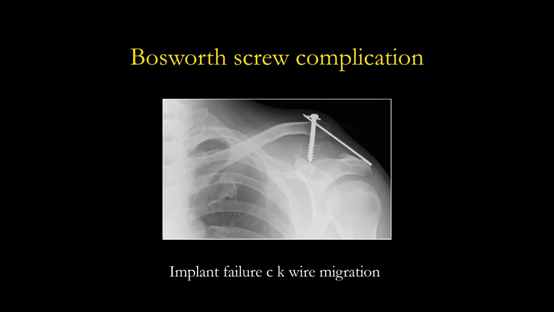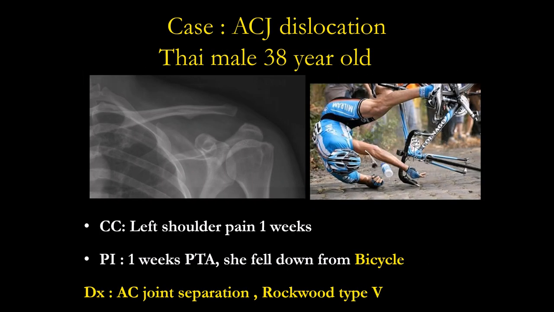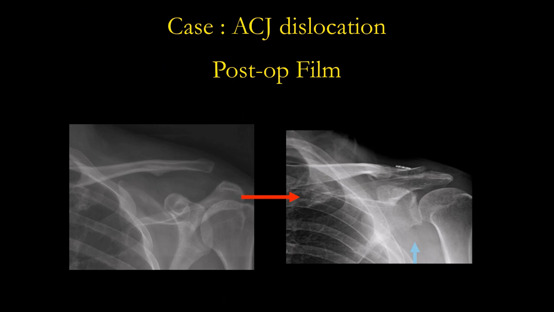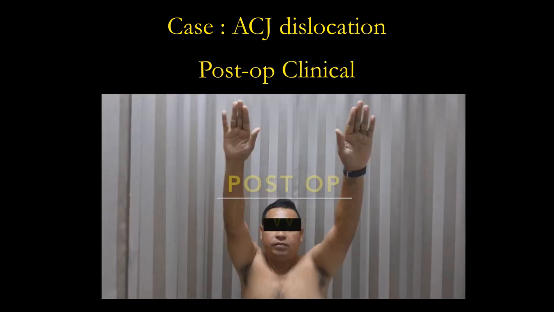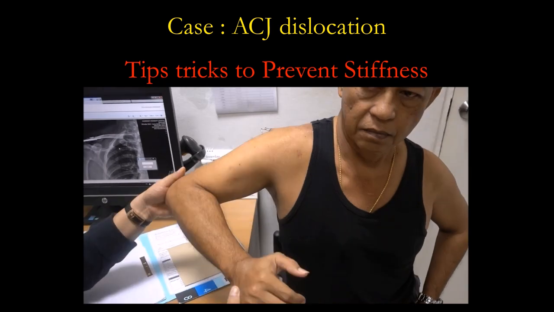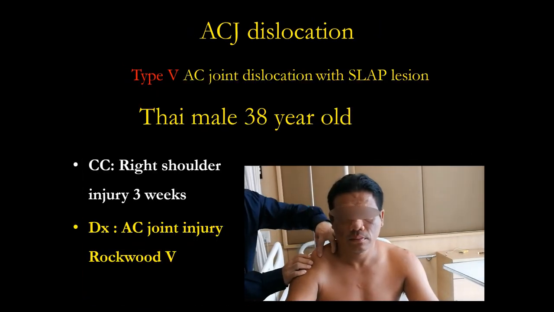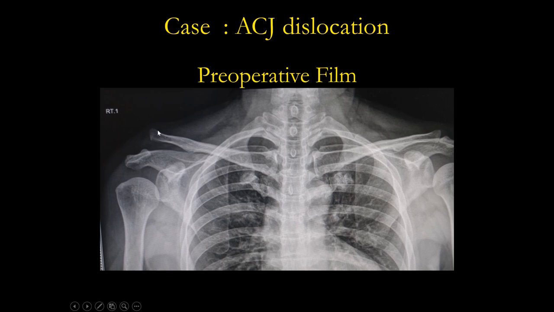And this is our technique. There's some controversy in AC dislocation, and I will show you our technique. So nowadays, this is another AC dislocation. The X-ray will be like this. The clavicle is not floating up. The clavicle is in the same position, but the whole scapula is dropping down. You see, this scapula is dropping down, but the clavicle is in the same position.